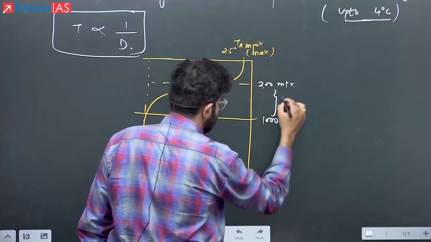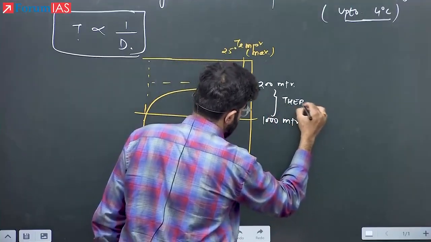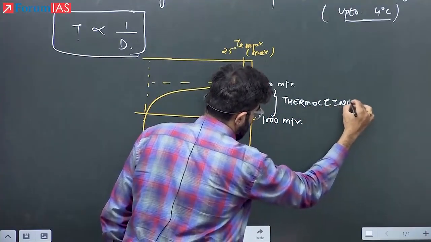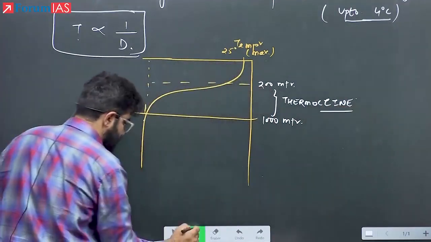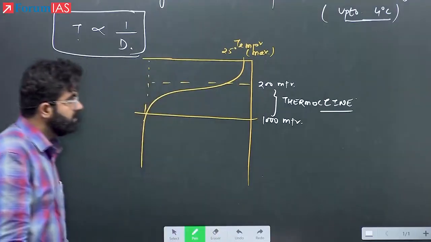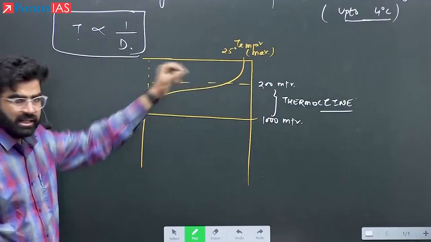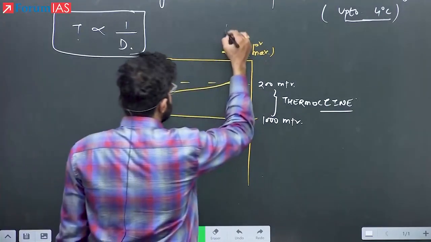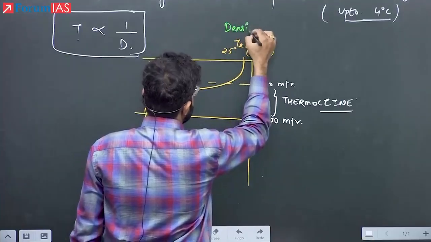It was thermocline. Now tell me, what is the relation between density and temperature? If the temperature is maximum here, would density be least or maximum? Density would be least, yes or no? Yes, so density is minimum here.